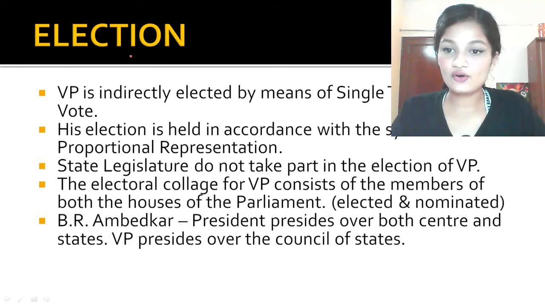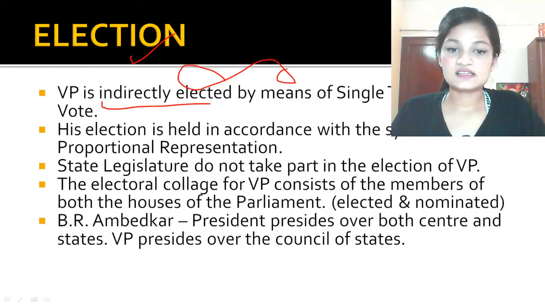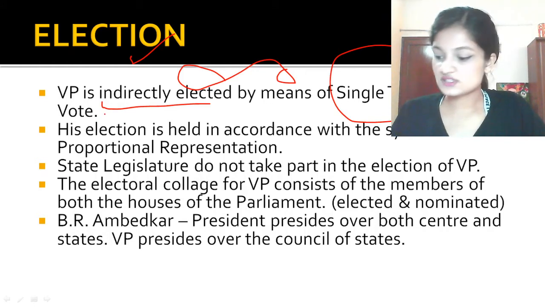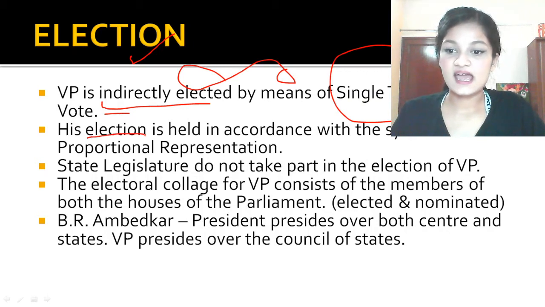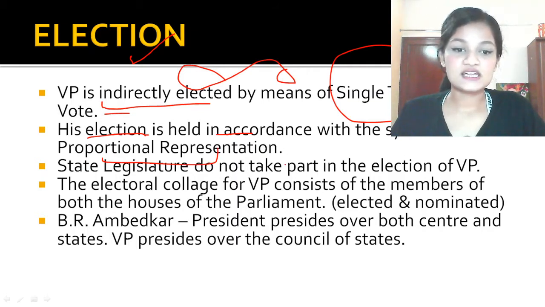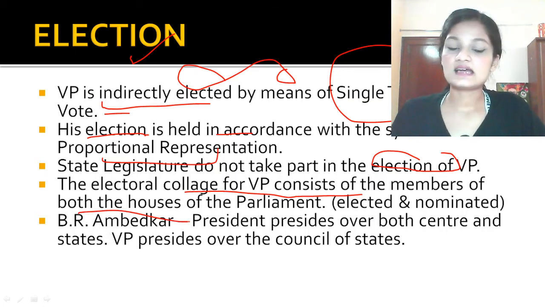The election of the Vice President is done indirectly, by means of the single transferable vote. This is also done in a secret ballot. His election is held in accordance with the system of proportional representation. The state legislature does not take part in the election of the vice president. The electoral college of the vice president consists of members of both the houses of the parliament, elected and nominated.